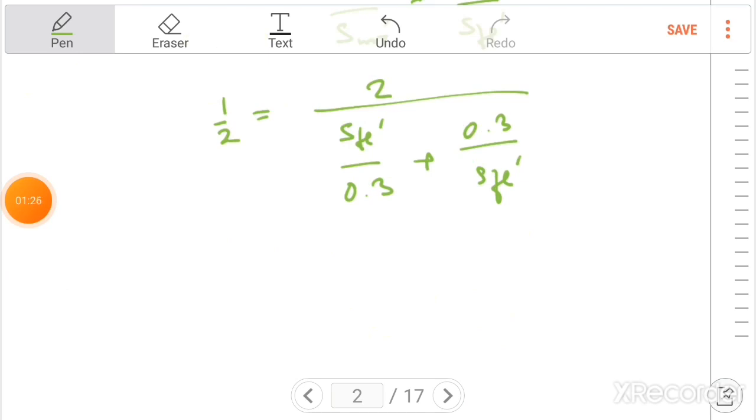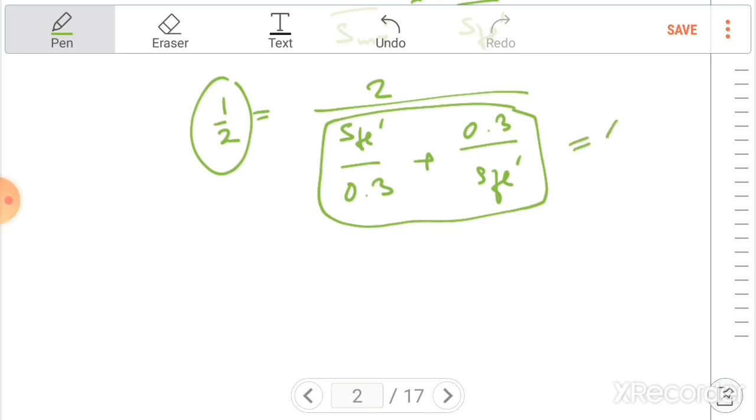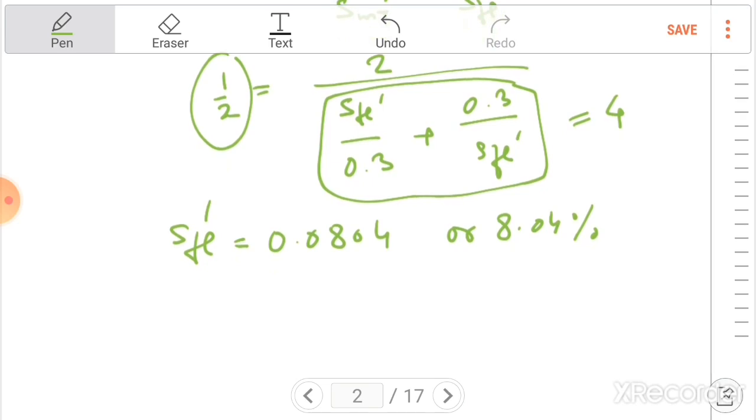So to maintain this ratio, the denominator should be equal to 4, and from here the quadratic equation will be found. After solving the quadratic equation, S_FL dash will be equal to 0.0804, or 8.04%, which is the slip at full load condition.